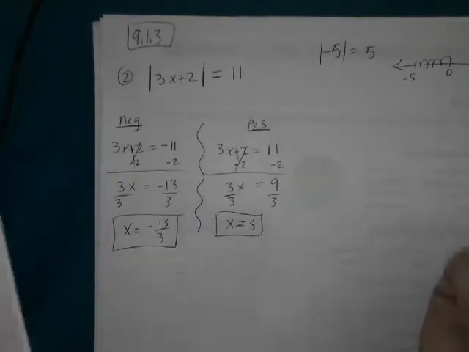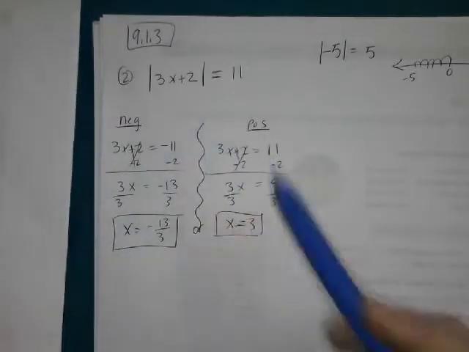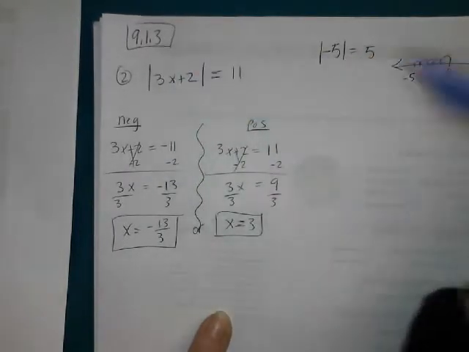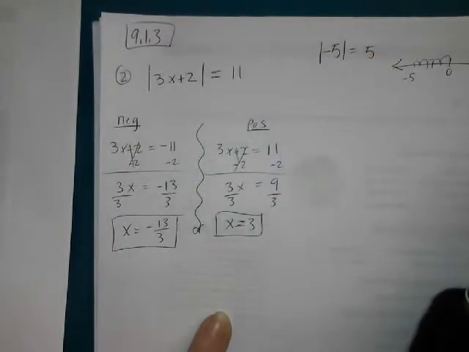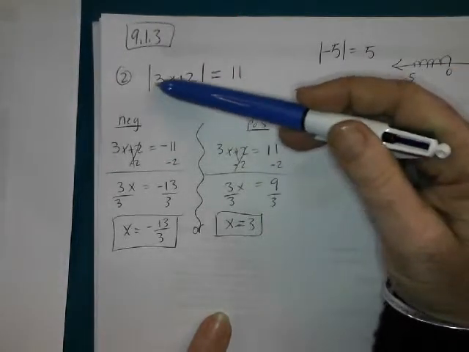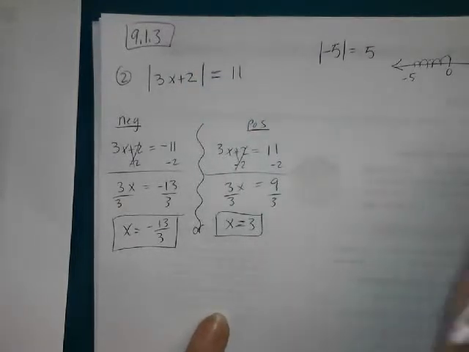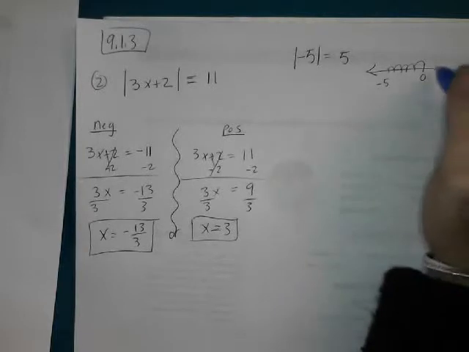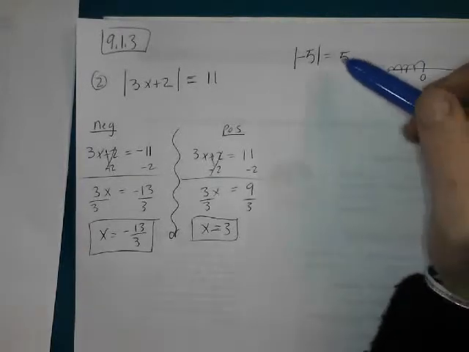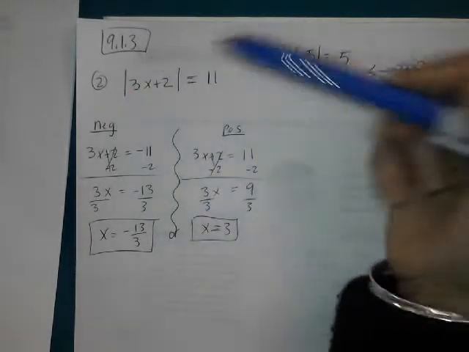If you're wondering why there are two different answers, you can plug them in and look. Whatever's inside these bars had better be 11 or negative 11, or else this isn't true. If I put the 3 in, 3 times 3 is 9 plus 2, that gives me 11, and the distance of 11 from 0 on the number line is 11. It could also be negative 11. If I put negative 13 thirds in for x, I bet I get negative 11.